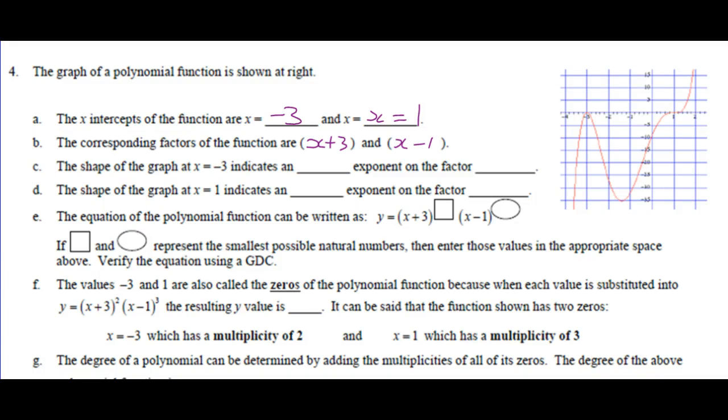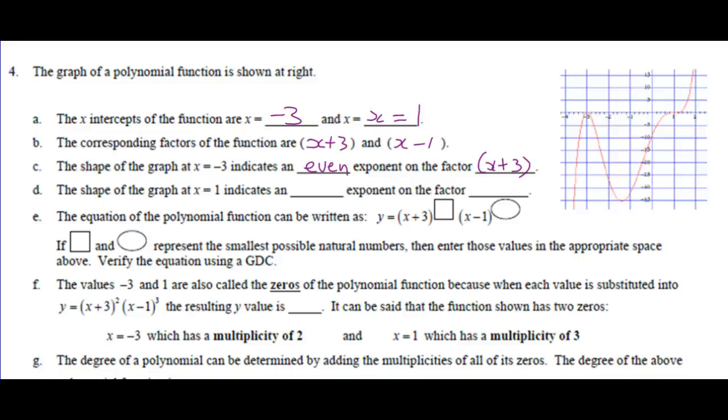The shape of the graph at x equals -3 indicates what kind of exponent? Even or odd? Even, right? Touch and go. It's tangent to the axis, so an even exponent on the factor. So at this point, when x is -3, the factor is x plus 3. That means the factor x plus 3 must be of even degree, because the behavior is touch and go, tangent to the axis, it's turning around.